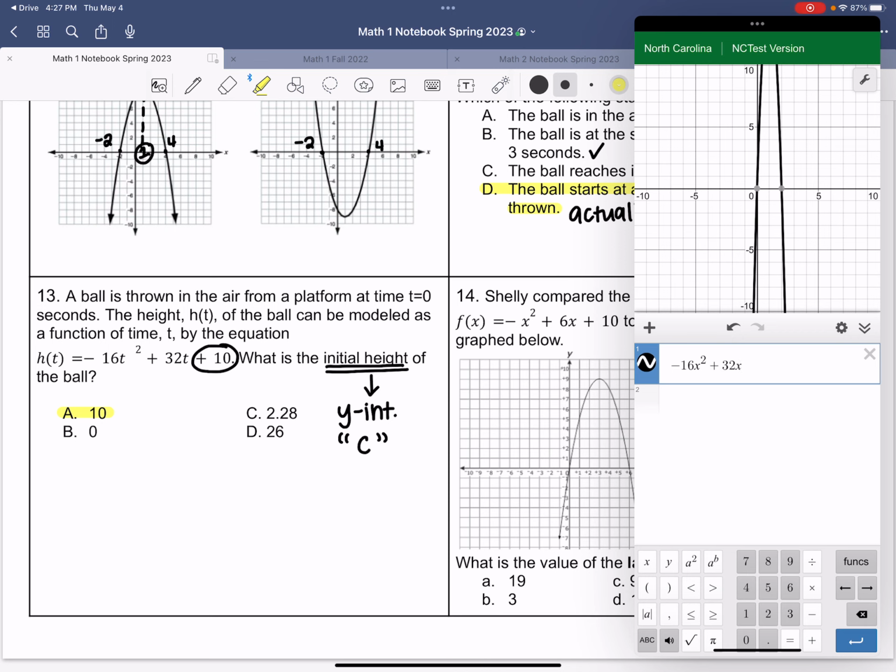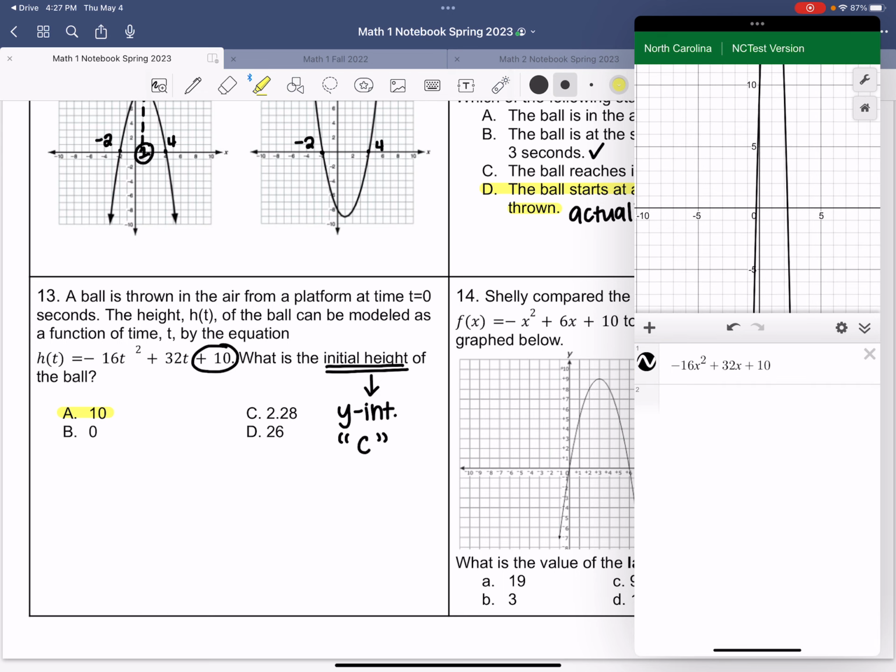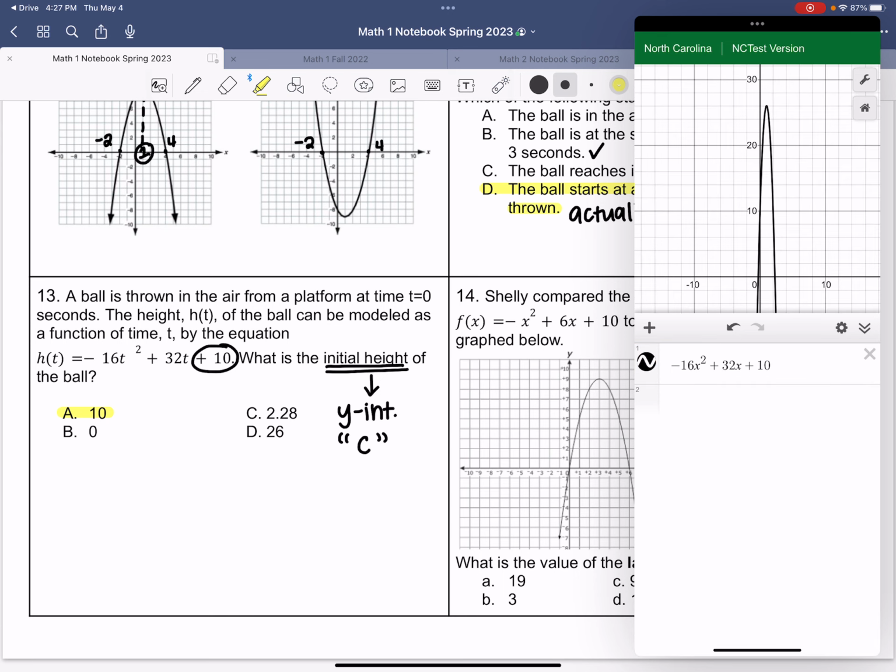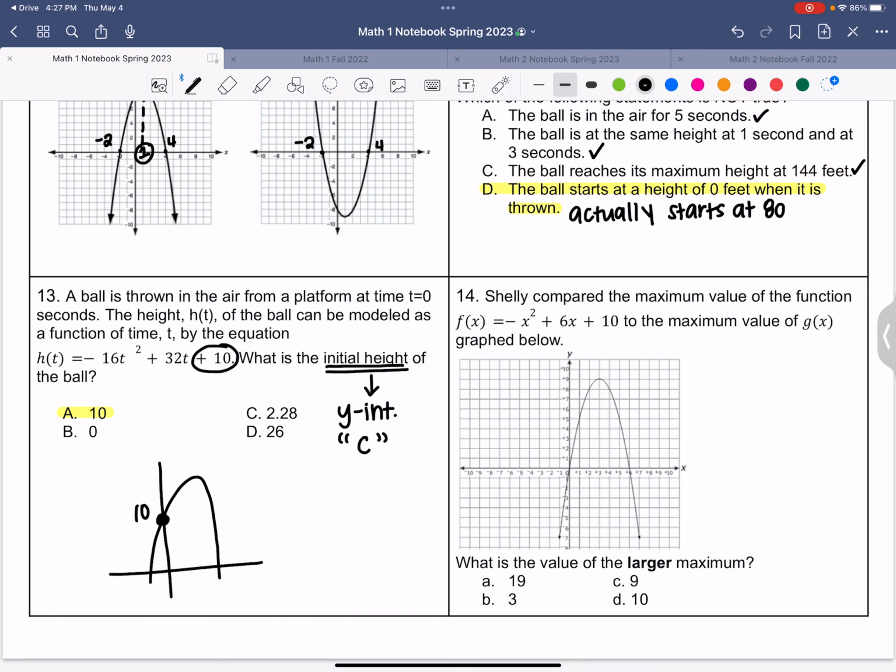And I'm using x's, it looks like. They're using t's in this problem, but we're going to graph using x's. I like to keep that consistent. So here, kind of zoom out, click on your y-axis, and there it is at 10. So that's another way that you could justify your answer, is just kind of give a sketch of that. So yep, x-axis, y-axis is at 10.